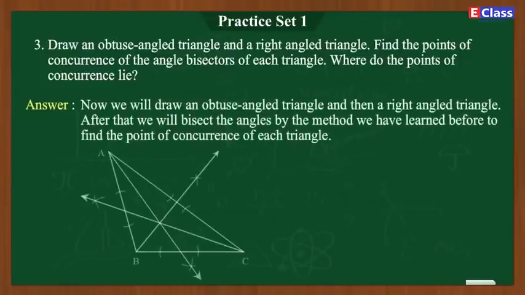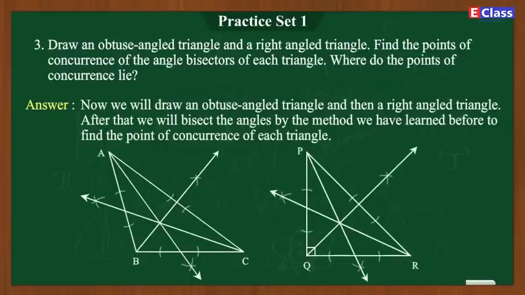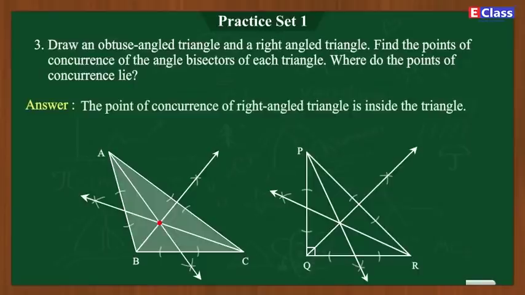Answer. Now, we will draw an obtuse-angled triangle and then a right-angled triangle. After that, we will bisect the angles by the method we have learned before to find the point of concurrence of each triangle. The point of concurrence of obtuse-angled triangle is inside the triangle. The point of concurrence of right-angled triangle is inside the triangle.